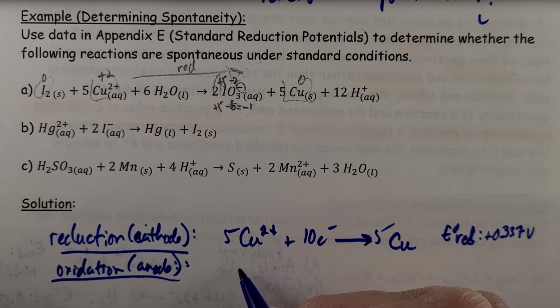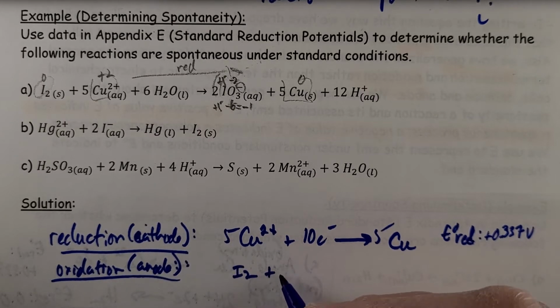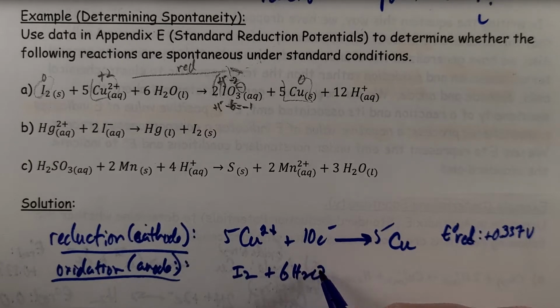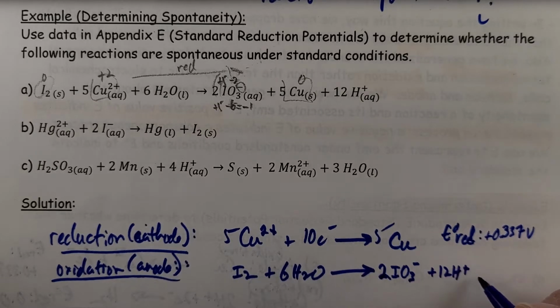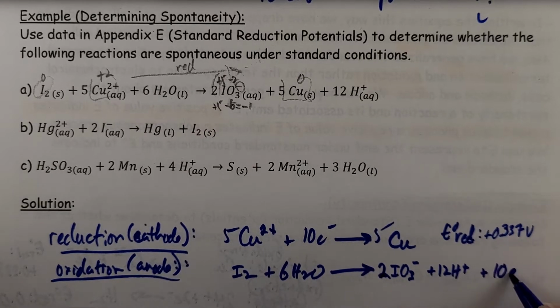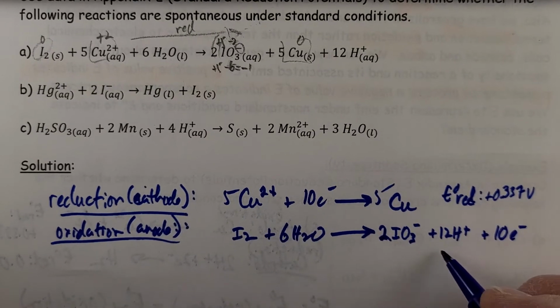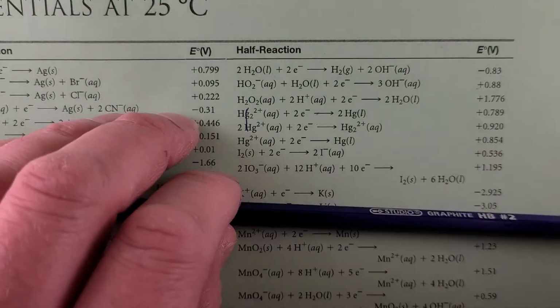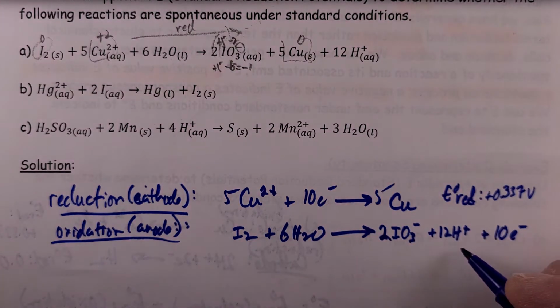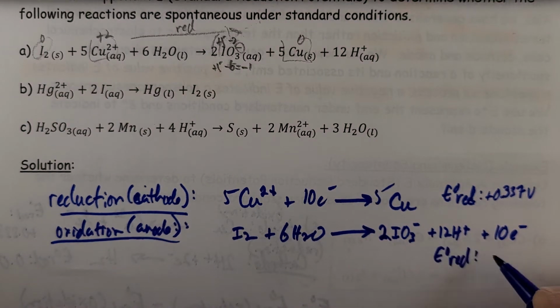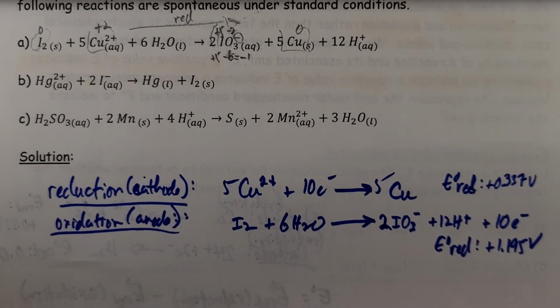So we have iodine plus the 6 H2Os gives us, did I do that right? Yes, I did. So 2 iodate ions plus 12 H pluses, and then 10 electrons, matching the gain of 10 electrons there. And if I go back to here, let's read what that is. Plus 1.195. So that's plus 1.195 volts. There we go. Now it's easy peasy.